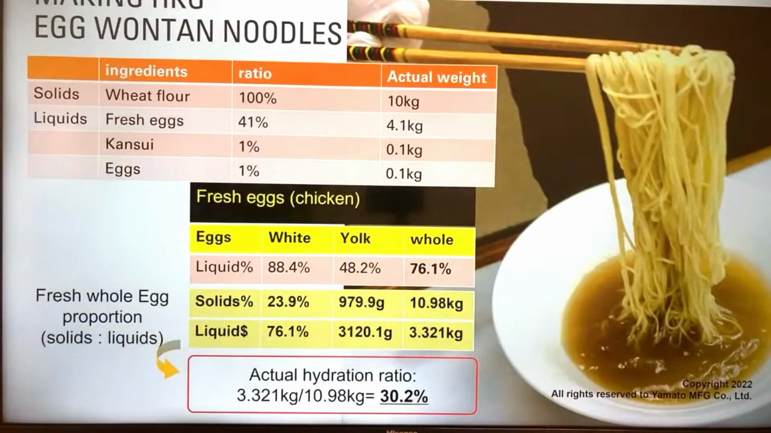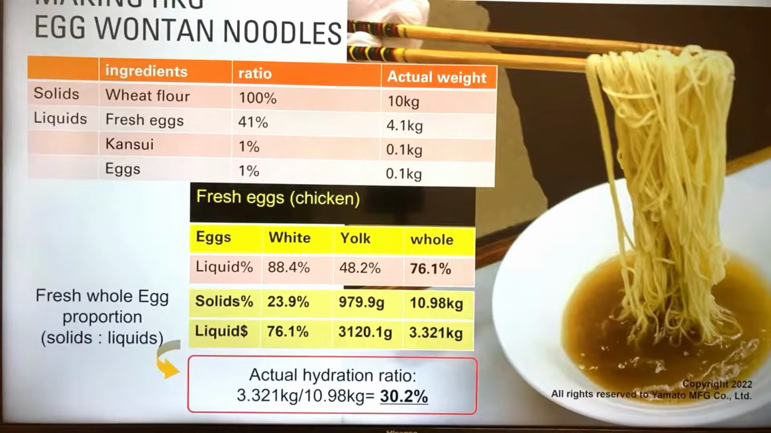And to make Hong Kong egg wonton noodles, this is the exact recipe I'm showing you. The solid ingredient is just wheat flour, and let's say we are making 10 kilograms. It's a lot of flour. Then for liquid, we're using only fresh egg, no water, and the ratio to solid ingredients is 41%, so that's 4.1 kilograms of fresh eggs, and that's a lot of eggs.